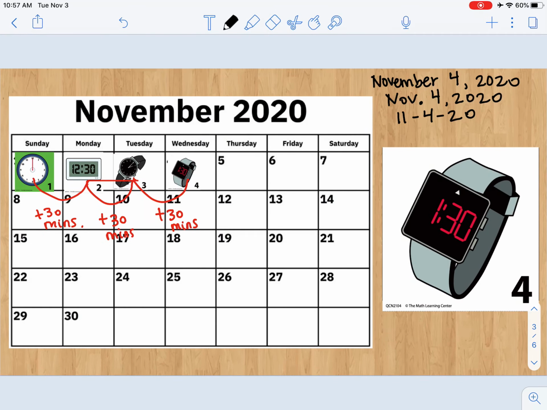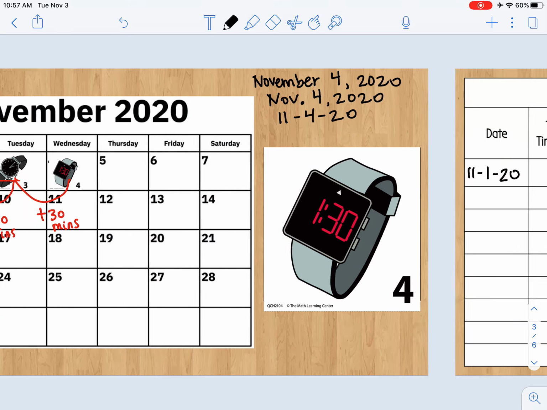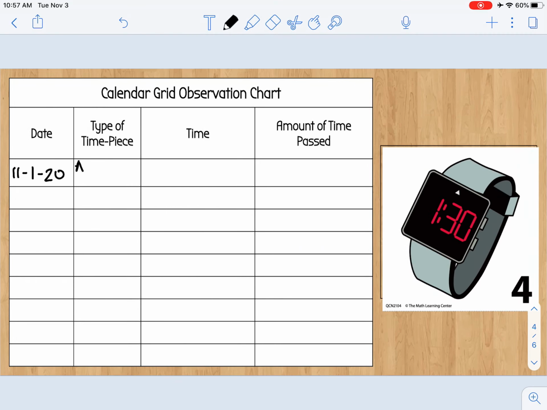Now let's look back. November 1st showed what type of clock? Do you remember the name of it? It's an analog clock. And that time showed 12 o'clock. And it was our starting time, so no time had passed. So I'm just going to draw a line there. Now I'll move on to November 2nd.